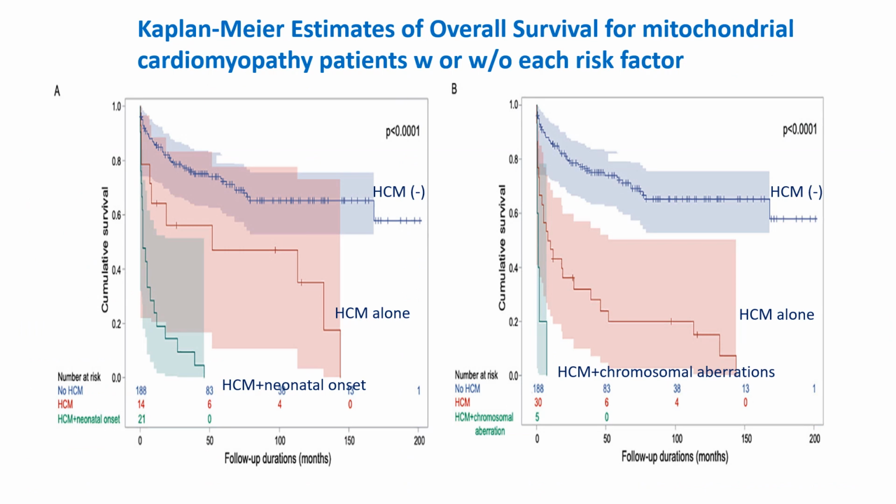The Kaplan-Meier curve indicates that if HCM is combined with neonatal onset or chromosomal aberration, death occurred much earlier than in the presence of HCM alone.